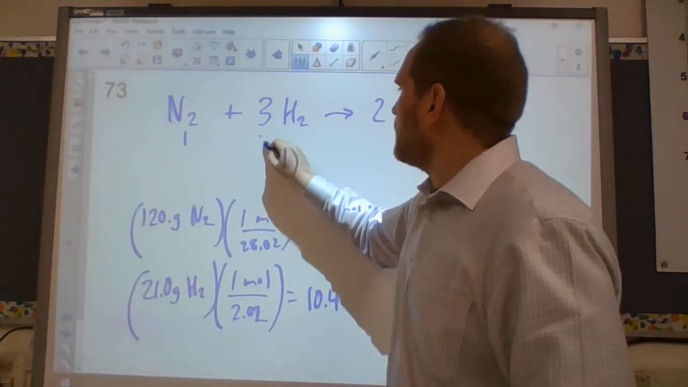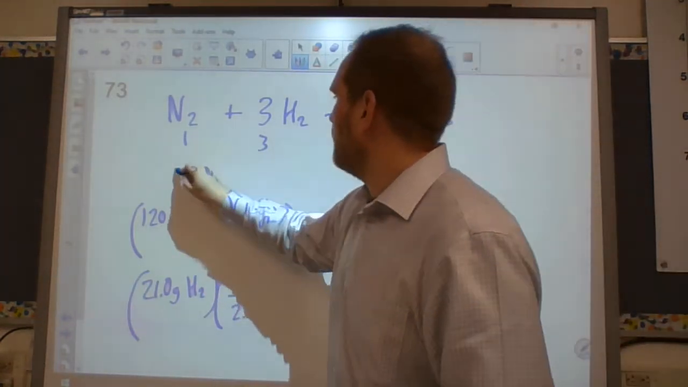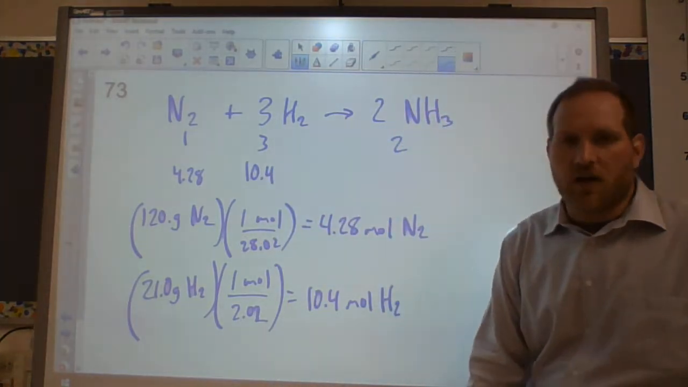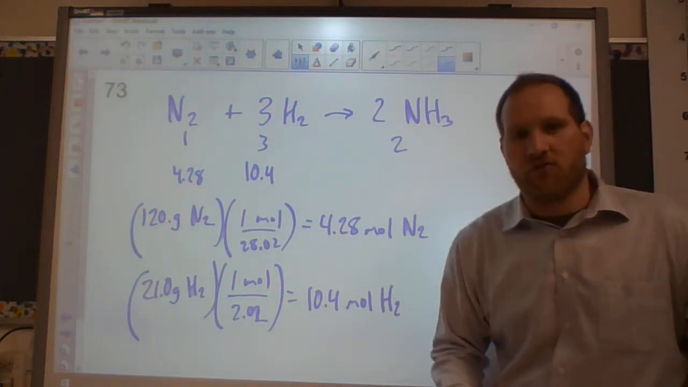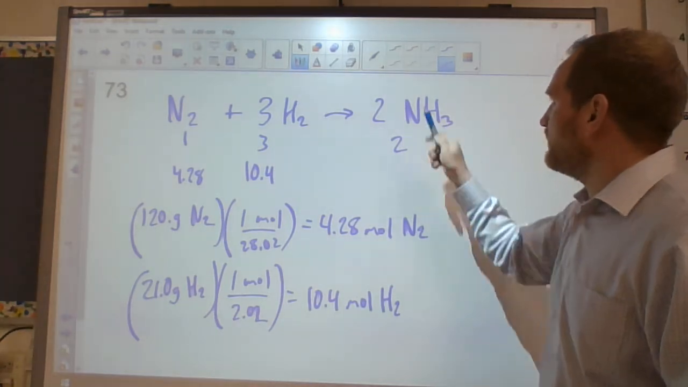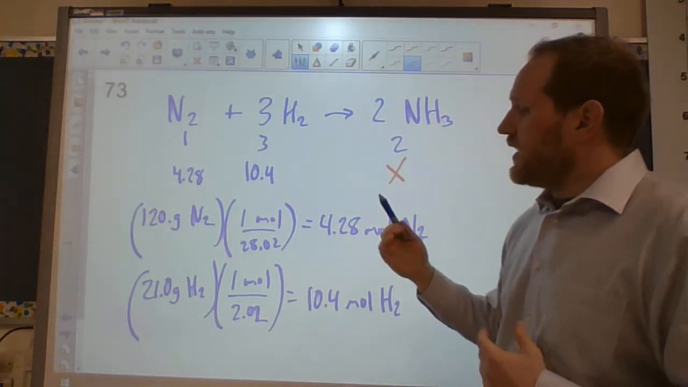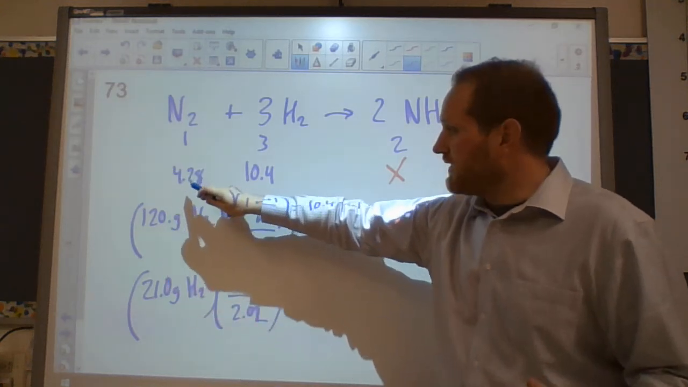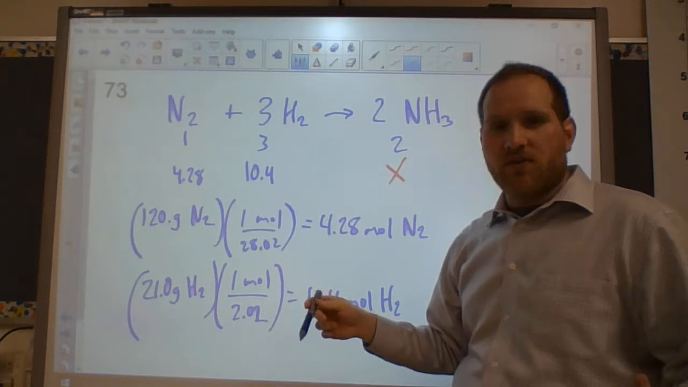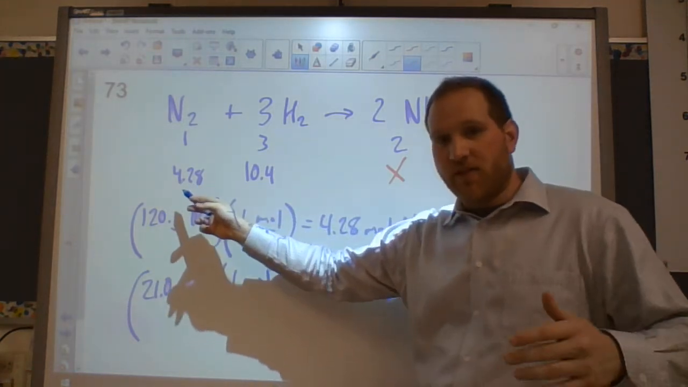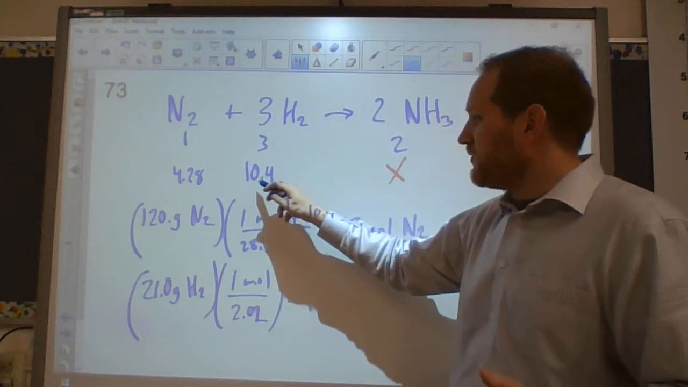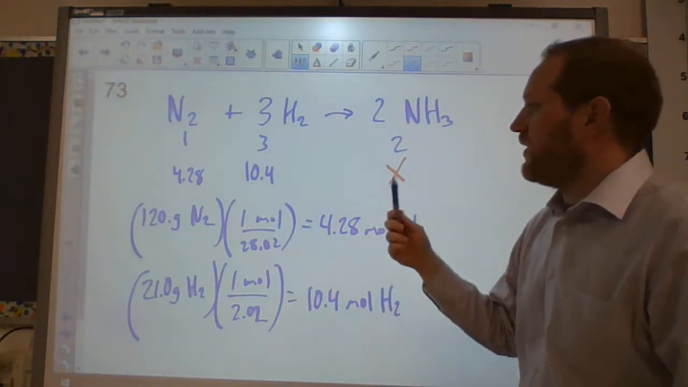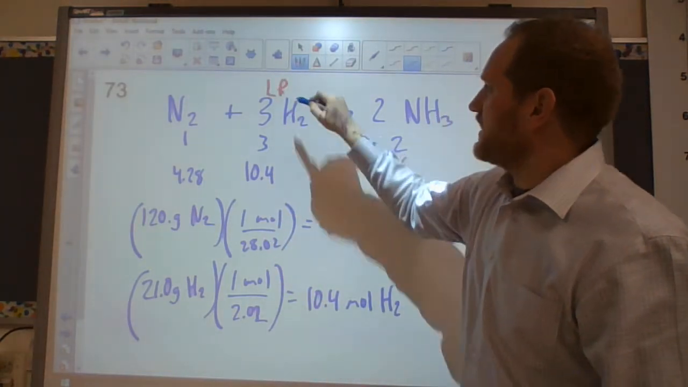So we have a 1 to 3 to 2 mole ratio, and I have 4.28 moles of this, and I have 10.4 moles of this. Anytime you're given the amounts of both of your reactants, you can't just pick your favorite one. You have to find out which is the limiting and solve based on that one. The way I would do this is I would say it's a 1-to-3 ratio. So if I have this many moles of N2, I'm going to need 3 times as much over here. Now I can do this in my head. 4.28 times 3, that's going to be at least 12, right? Because 4 times 3 would be 12. So I'm going to need more than 12. I already can tell I don't have enough. I only have 10.4. I don't have enough of this, which means my limiting reactant is the hydrogen.